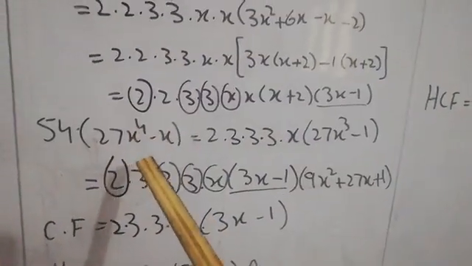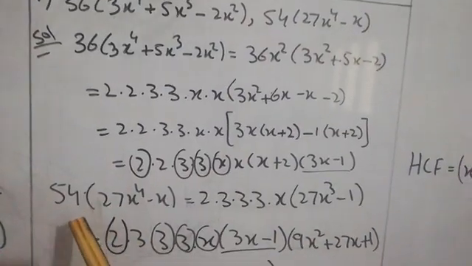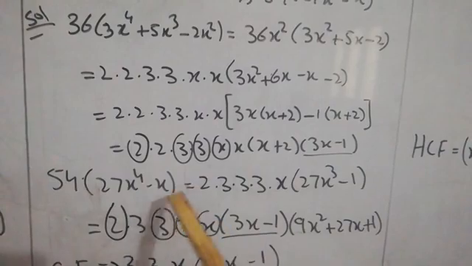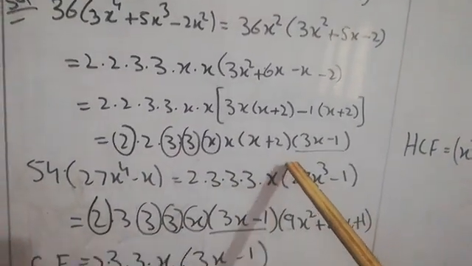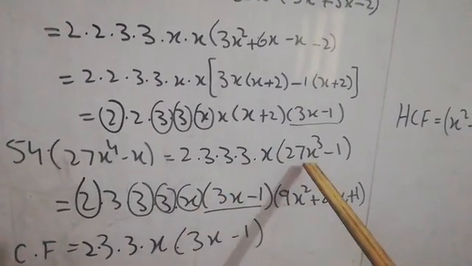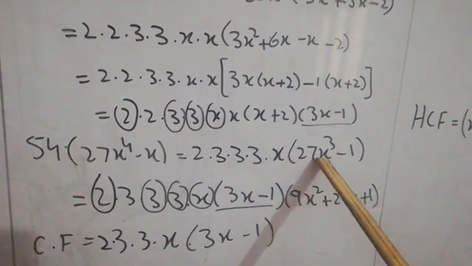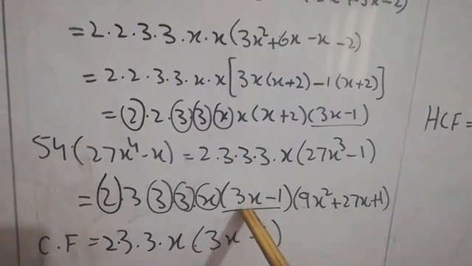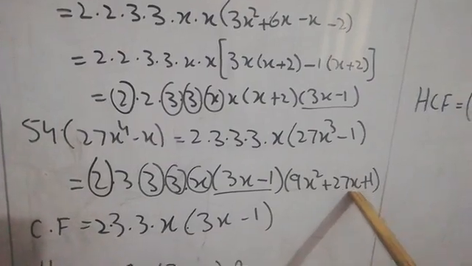Now we will move to the second expression, which is 54, 27x^4 minus x. After taking the prime factors, we will get 2 into 3 into 3 into 3, and we will take x as common, and we get 27x cube minus 1. Dear students, you can see that the factors of 27x cube minus 1 we can find with the help of the cubic formula. So 3x minus 1 into 9x square plus 3x plus 1.